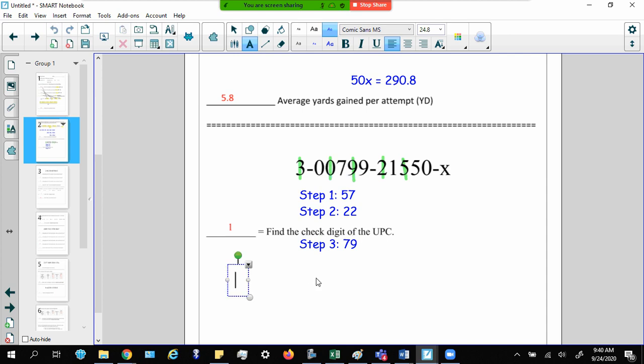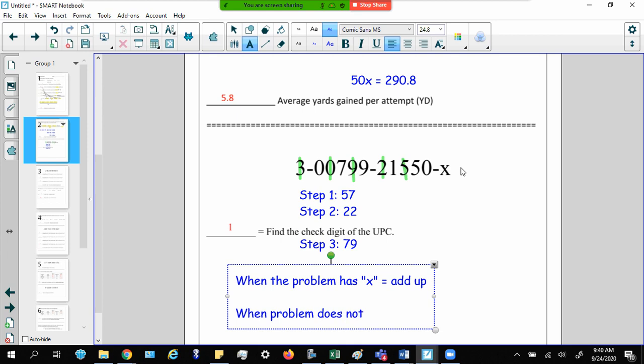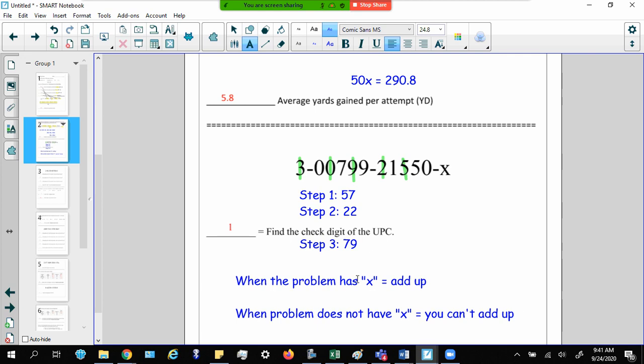Now, I'm going to write a little note here because I think this is going to help you out, because some folks are still getting confused. When the problem has x, add up. When the problem does not have x, you can't add up. All right, getting real specific here. Now this problem has an x, so we're just adding up.